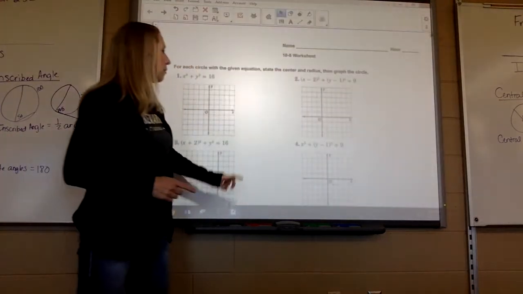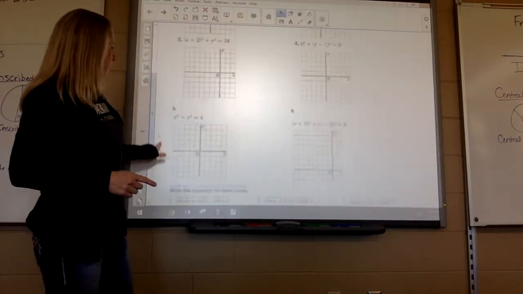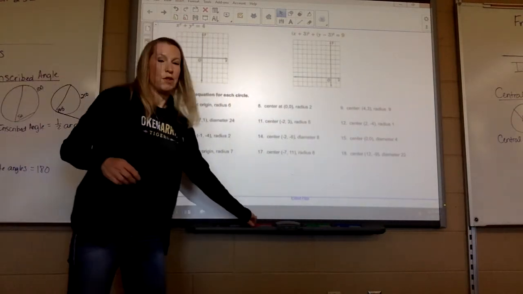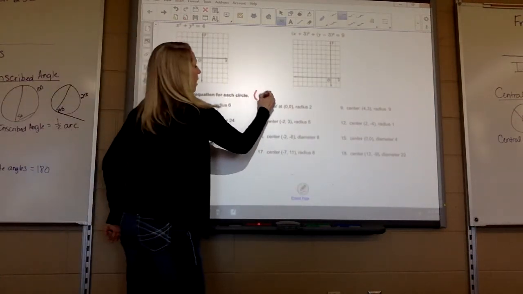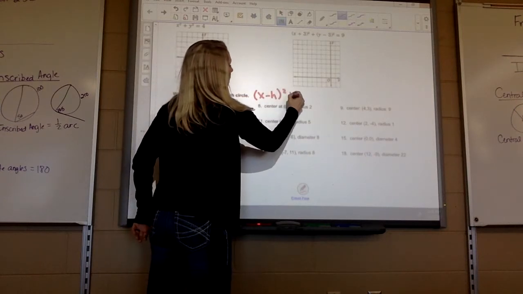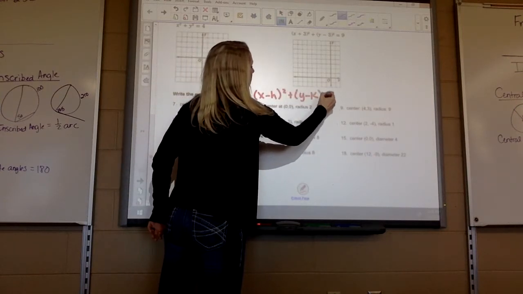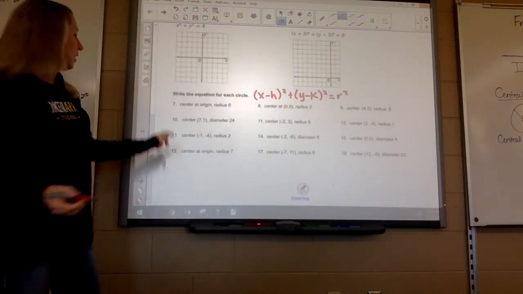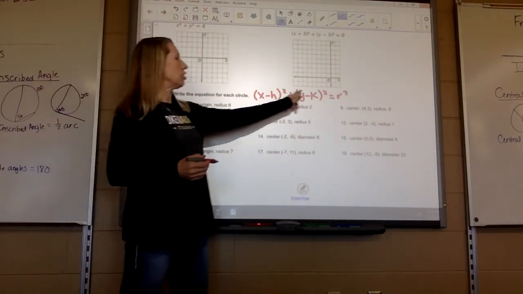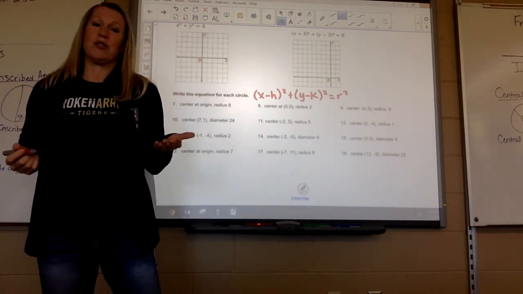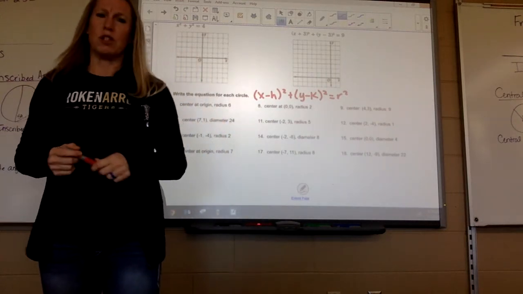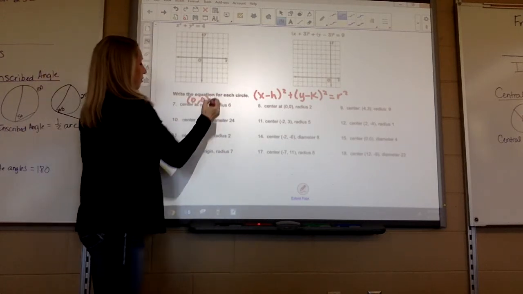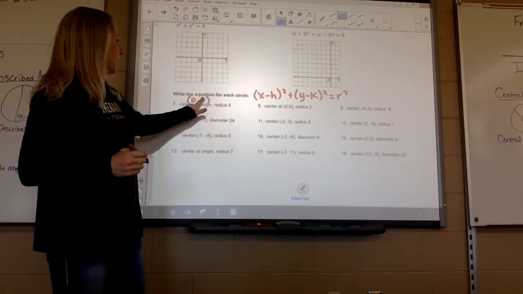On your assignment, on your worksheet, that's going to pertain to these questions right here. So if you just want to write that out, (x − h)² + (y − k)² = r², and then you just plug everything in. Your center is h and k, and your r is your radius. If the center is at the origin, that would mean that your center is 0, 0. So that's your h and k.